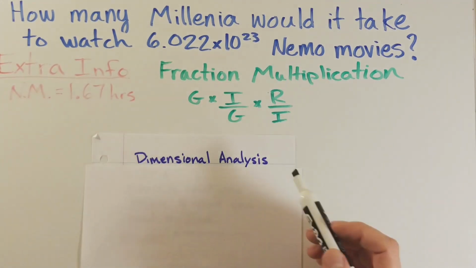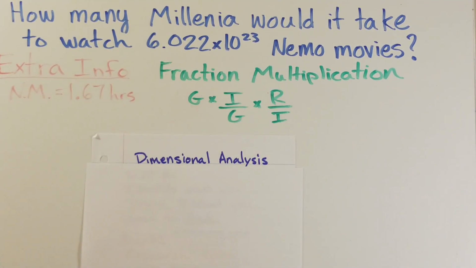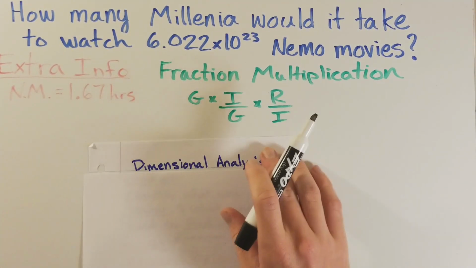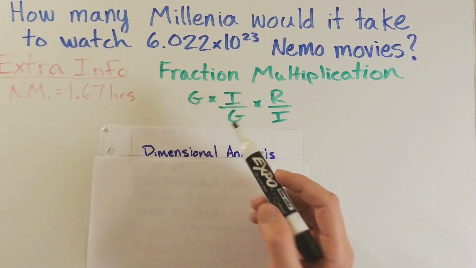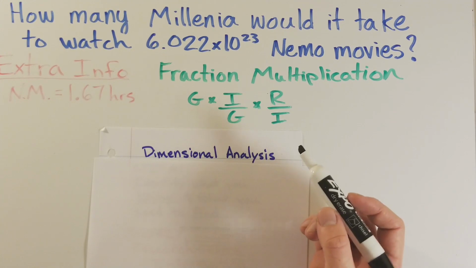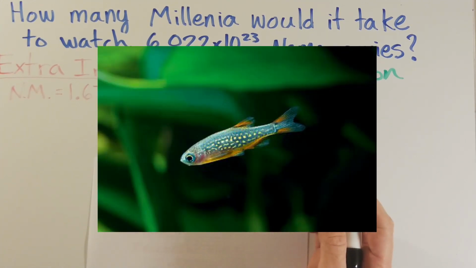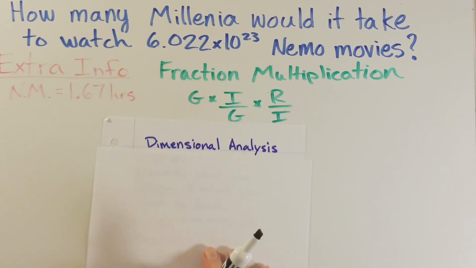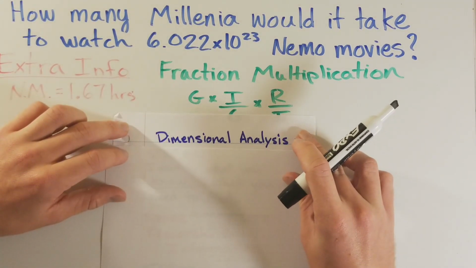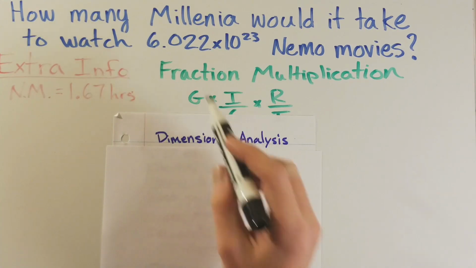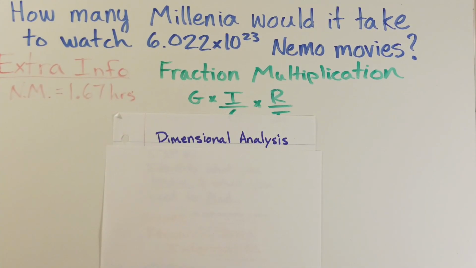Today we're going to look at a silly example, and I'm going to show you my step-by-step strategy for dealing with dimensional analysis. So here, if you haven't already read the question, it's how many millennia would it take to watch 6.022 times 10 to the 23 Nemo movies? This 6.022 times 10 to the 23, if you're not familiar with that number, that's Avogadro's number. It's written in scientific notation. I did a little video on that earlier, so you can take a look at that.